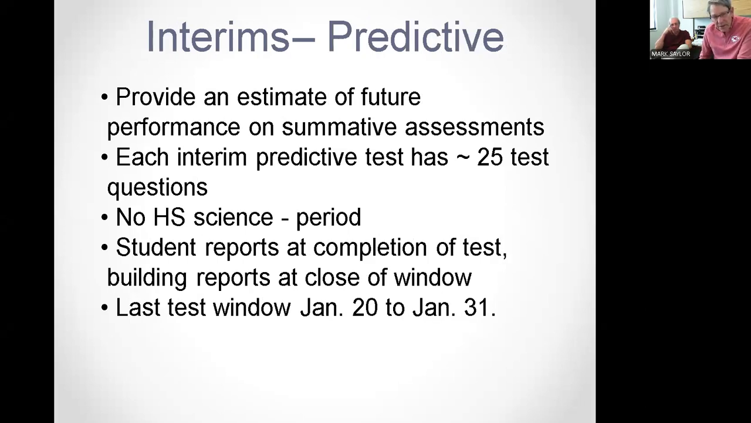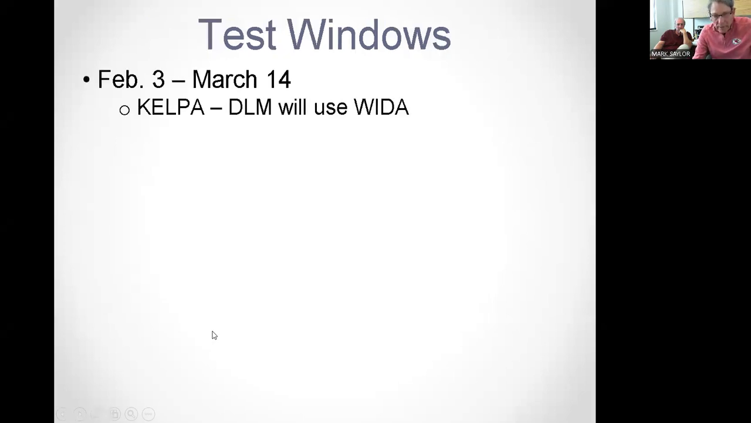The predictives provide an estimate of future performance on the summative assessments. A lot of times these estimates are very broad. So some people really like them and use them, others don't. There's no high school science interims that are predictive, and the student reports at the completion of the test and building reports at the end of the testing window. The last test window is January 20th to January 31st.